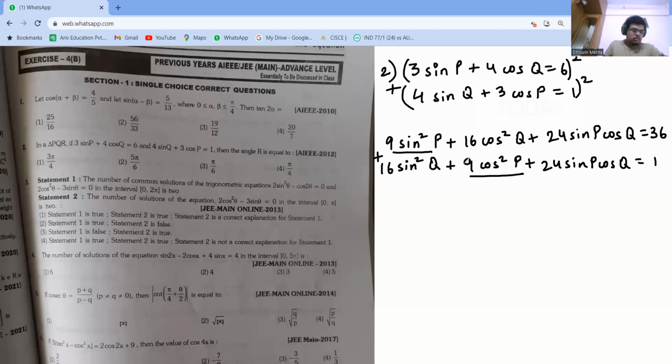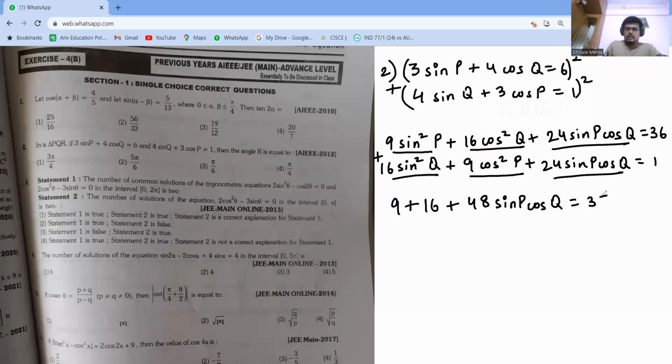So this will become 9. What is 16 cos square q plus 16 sin square q? 16. That is 16. And then we have 24. So this becomes, the option is only 48 to write. 48 sin p cos q, and that is equal to 37.